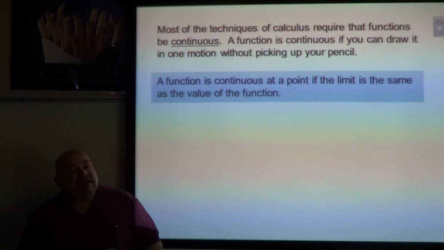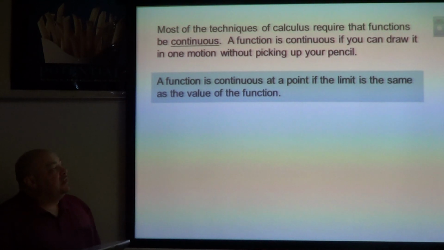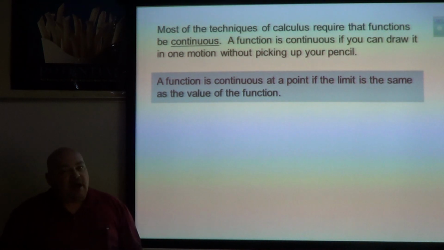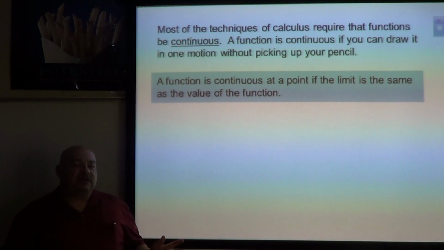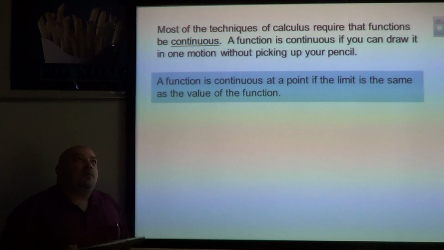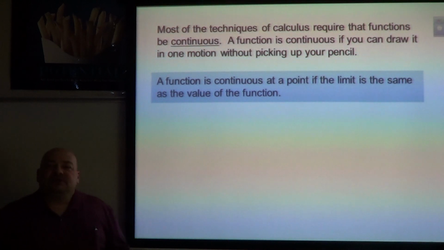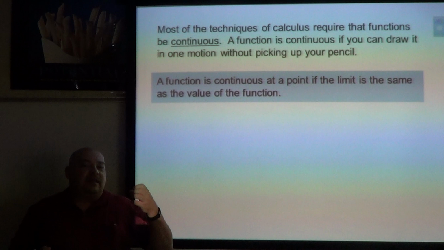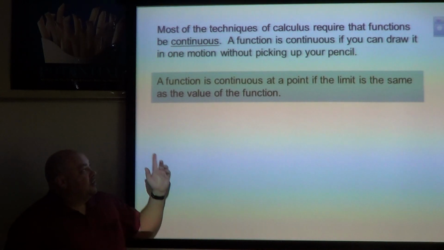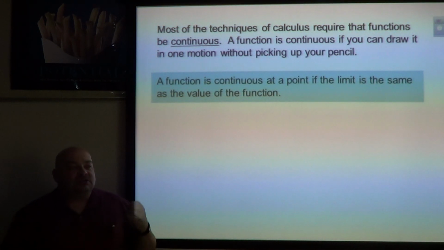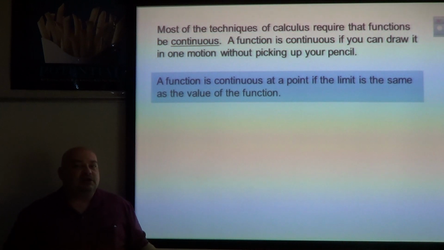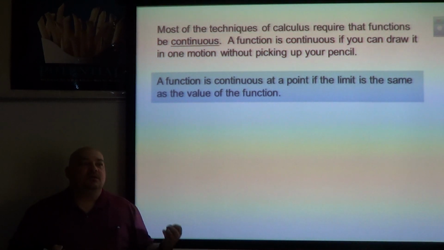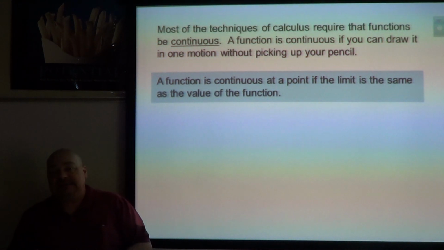Okay, a function is continuous at a point if the limit is the same as the value of the function. We talked about this a little bit when we were looking at section 2.1, where we had one of those examples where the limit was approaching a value and the function value was the same thing. That's what we're looking at right now. So if the limit and the function value equal the same value, then it's continuous. It's just that easy to figure out.